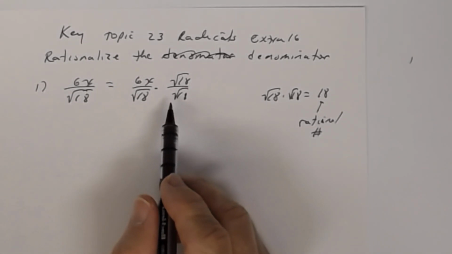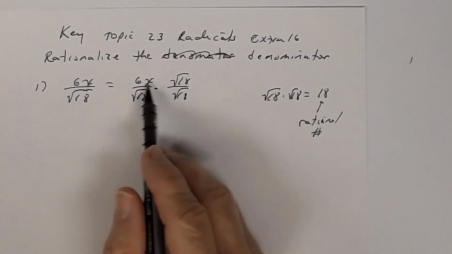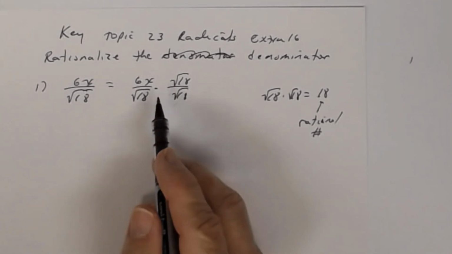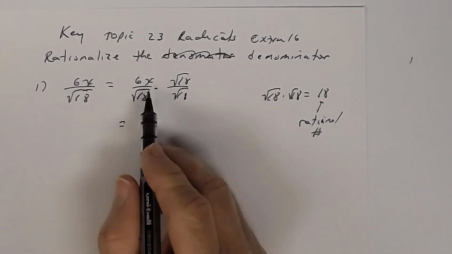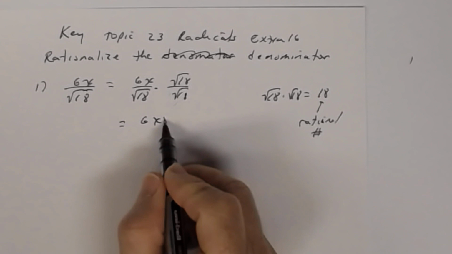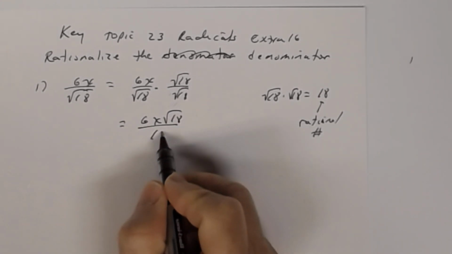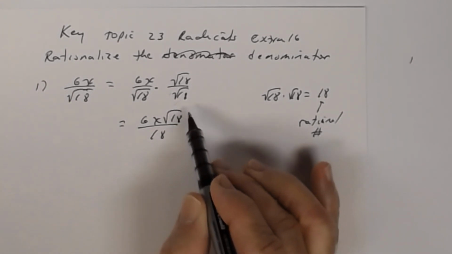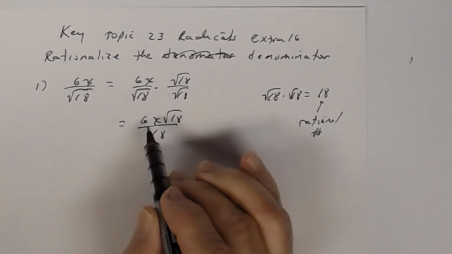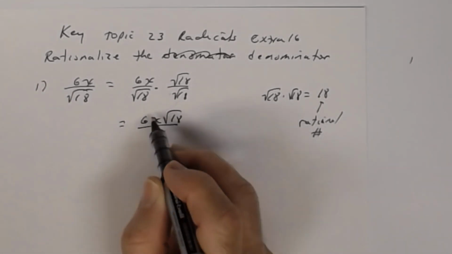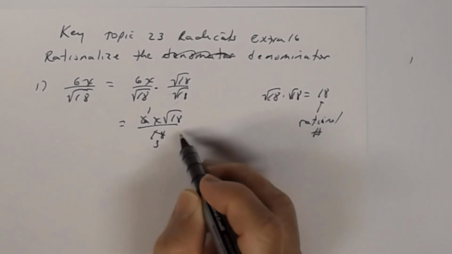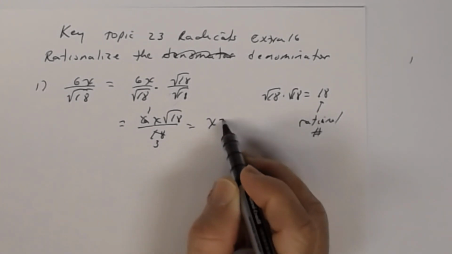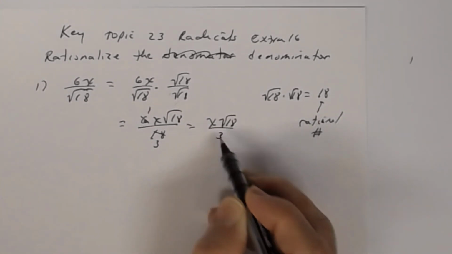Okay? All right, now let's go ahead and write this as one fraction. So I get 6x times the square root of 18 divided by 18. Now there are multiple paths I can take from here. I can simplify the square root of 18 first, or I can reduce first. So let's go ahead and reduce first. So I get 6 into 6 is 1, 6 into 18 is 3. So I get x times the square root of 18 divided by 3.